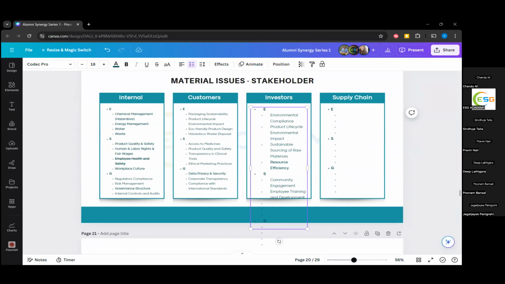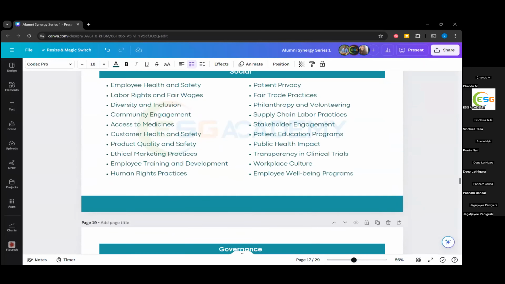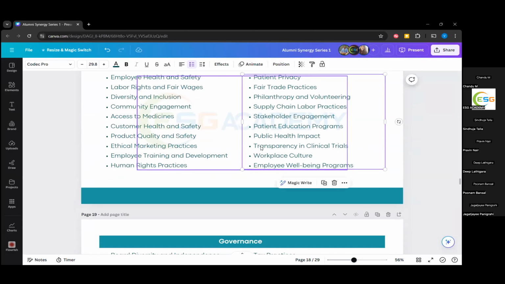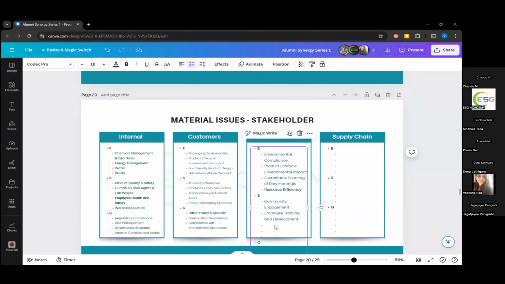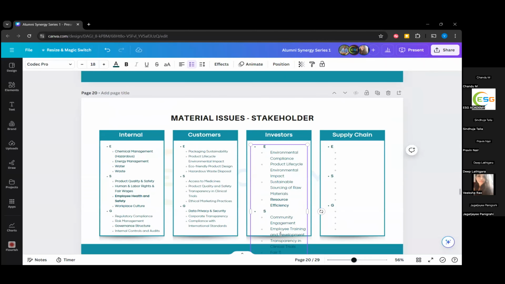Fair trade, patient privacy. Fair trade practices, yes. All human rights. Marketing practices, yeah.